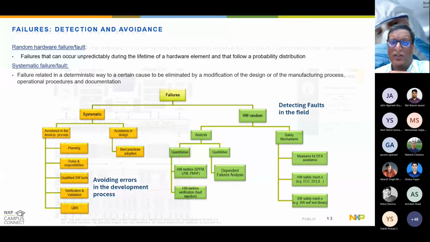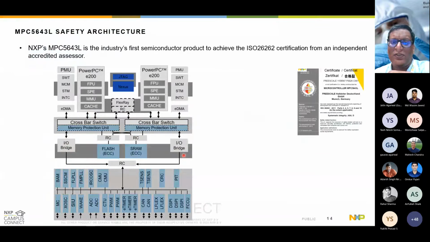Let's now look at one of the chips that NXP has. This was the first product in the industry, the MPC5643L, which was certified by an independent assessor for ISO 26262. So this is a very old chip. It's not a new chip. It was done sometime in 2012 or 2013. It is still very active.